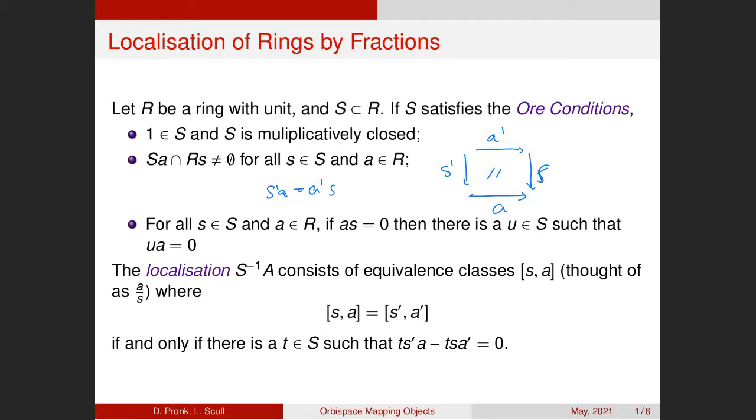And in that case, the localization is given by these pairs, where (s,a) is equivalent to (s',a') if there's a t such that when I multiply the difference like that, I get 0. I think of (s,a) as a over s, and that's why it's called fractions. This is how you make the rationals out of the integers.